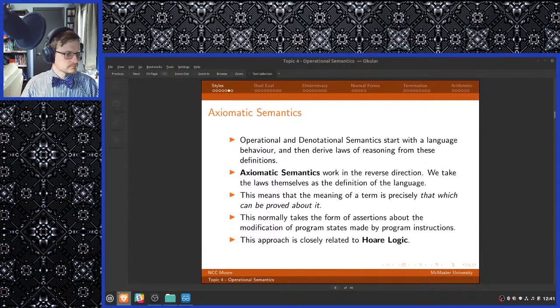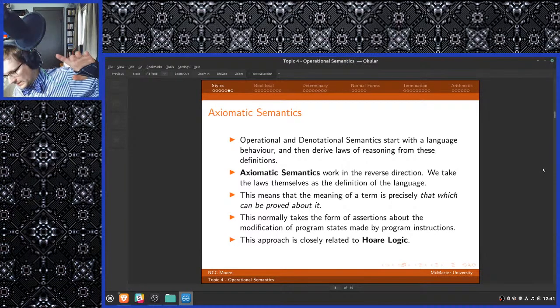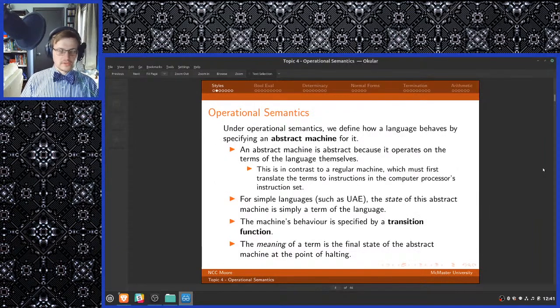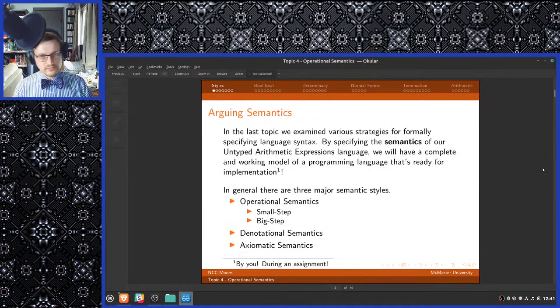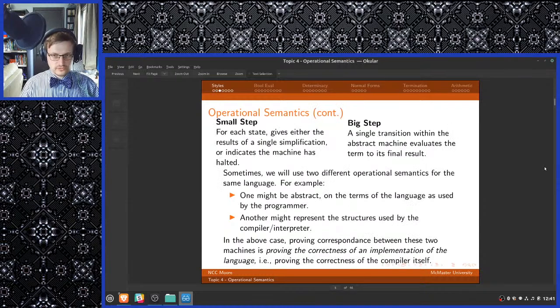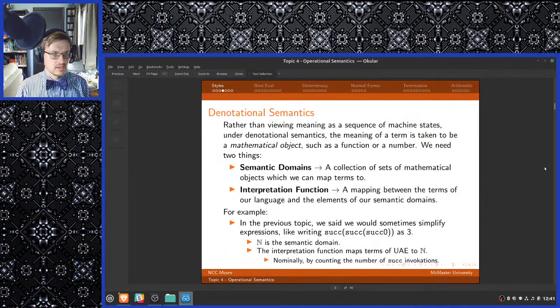So, when we last spoke, we were talking about semantics, the various styles of semantics. Just to go over them briefly again: operational semantics. The point of operational semantics is that we are defining the behavior of an abstract machine. We would define the behavior either in terms of single steps of evaluation or in whole steps of evaluation. That corresponds to small versus big step semantics.